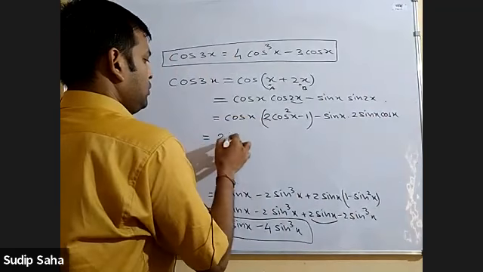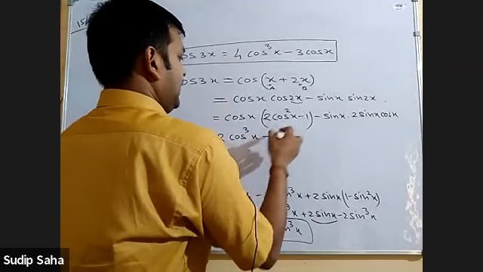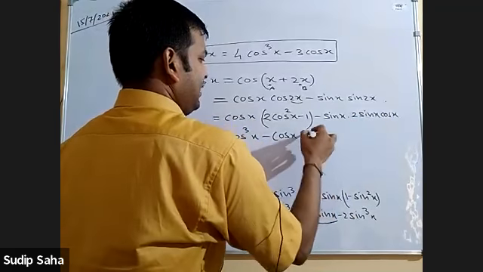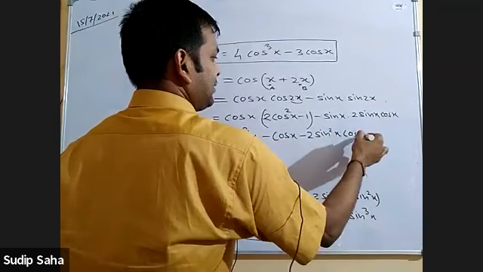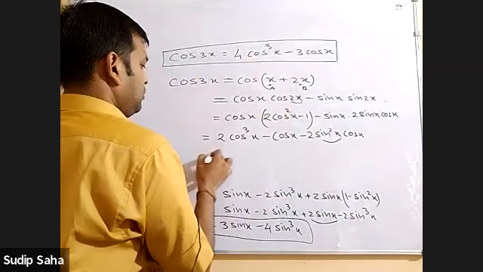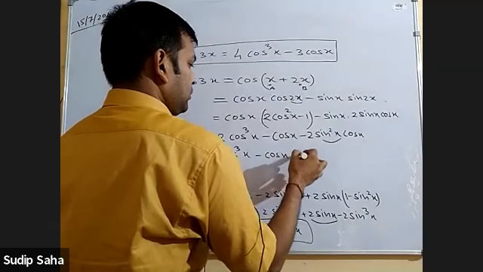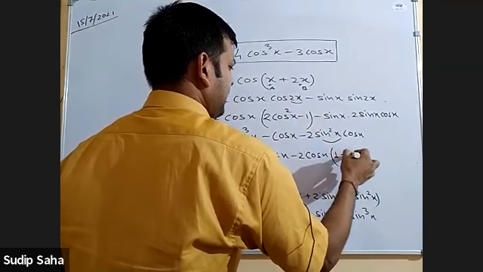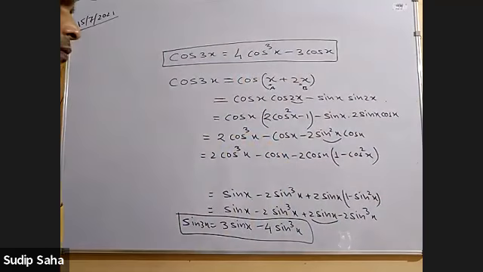Multiply it. 2 cos cube x minus cos x minus 2 sin square x into cos x. So this sin square I have to write in cos square because all terms are in terms of cos. 2 cos x, then this sin square x is 1 minus cos square x. Am I clear up to this? Yes, sir.